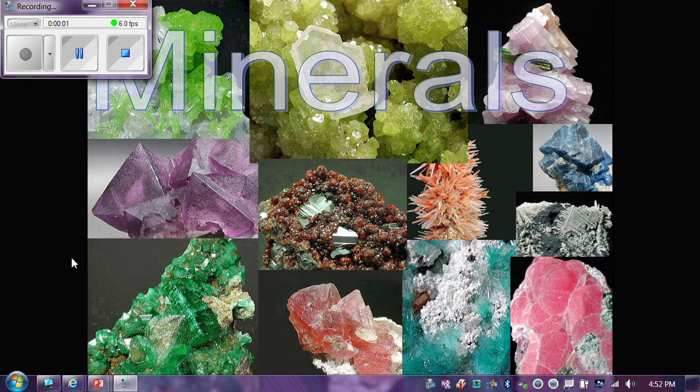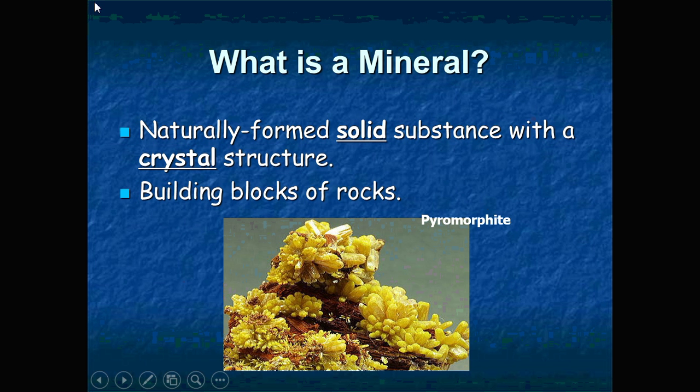So today we are going to talk about minerals. We will define minerals and identify some of the physical characteristics of minerals. So what is a mineral? A mineral is a naturally formed solid substance with a crystal structure. When we say a solid substance, they do have a definite shape and volume.